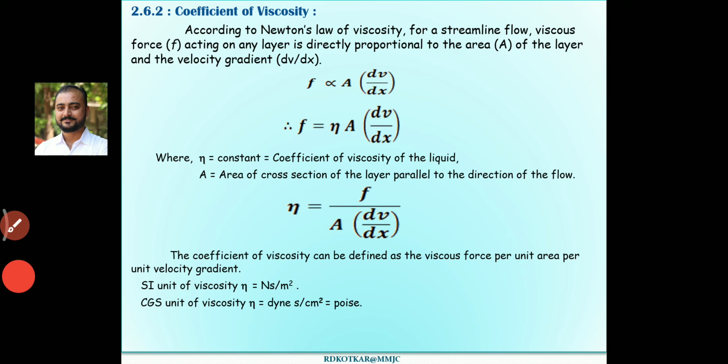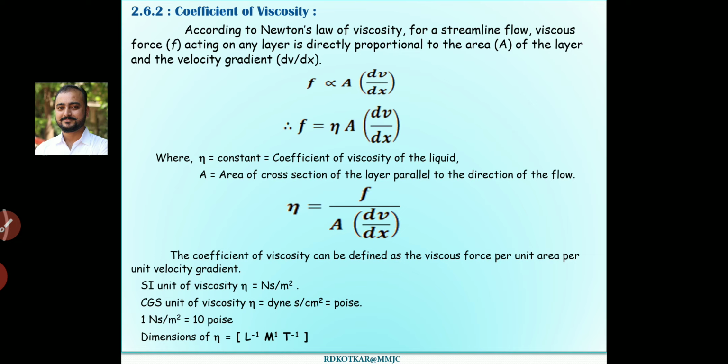Its CGS unit is dyne second per centimeter square, and its special name is poise. Poise is the name of a scientist, and in the memory of the scientist it is given as the CGS name. So what is the relation here? 1 Newton second per meter square equals 10 poise. Remember, this is the conversion between the SI unit and the CGS unit. 1 Newton second per meter square is equal to 10 poise.